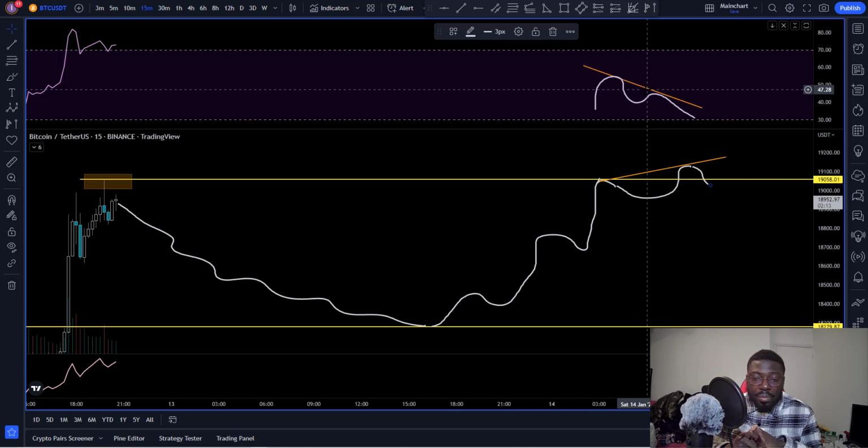So guys, I hope you understand what I mean by this, and let me know what you guys think about this strategy. I can guarantee you that the strategy works so perfectly. So you can use it for intraday trading.